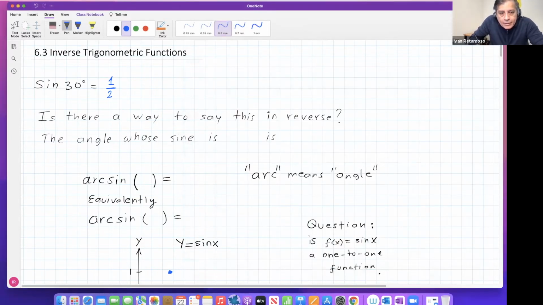So sine of 30 degrees is 1/2. Now the question is, is there a way to say this statement in reverse? And the answer to this question is yes, there is a way. Mathematicians figured it out. Instead of saying this, you can say equivalently that the angle whose sine is 1/2 is 30 degrees, right?